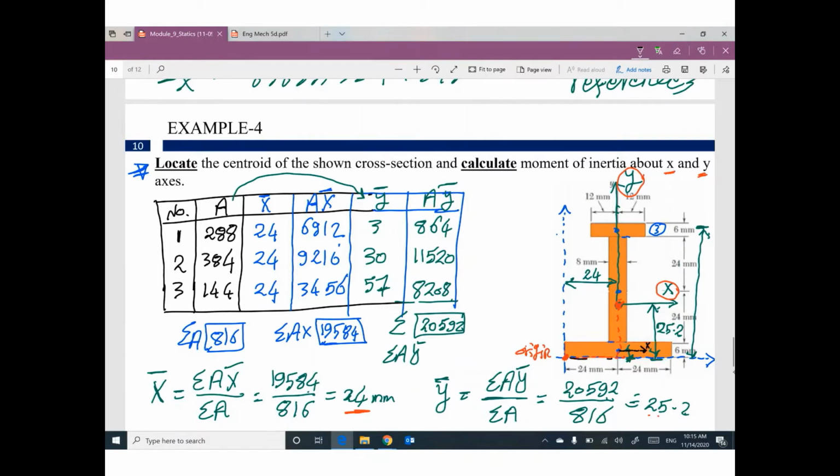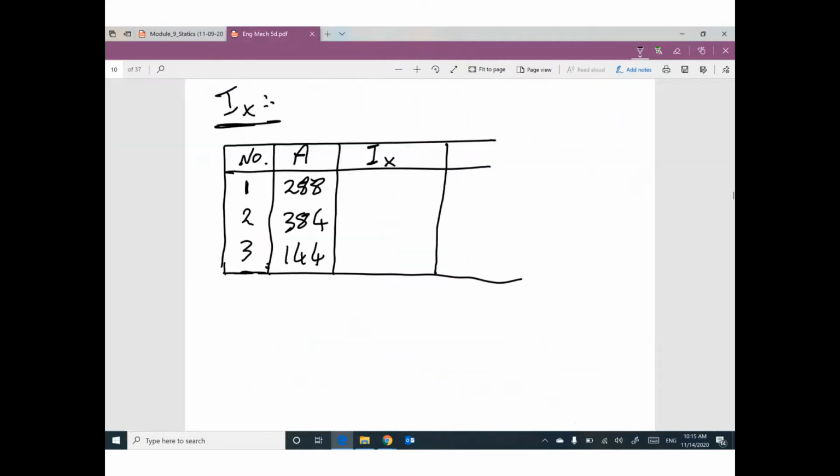parallel times perpendicular cube over 12. So it will be 48 times 6 cube over 12. This value will be 864.